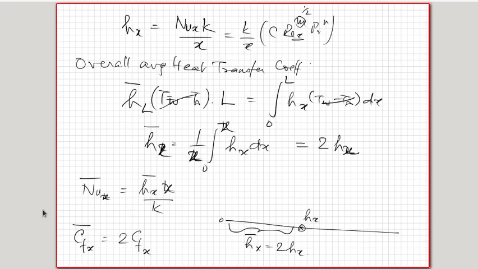Okay, so this expression: Cfx is the local skin friction coefficient and Cfx bar is the average skin friction coefficient from the leading edge up to that point. Similarly, Hx is the local heat transfer coefficient and Hx bar is the average heat transfer coefficient from the leading edge up to that point. Okay, so we'll understand it that fashion.